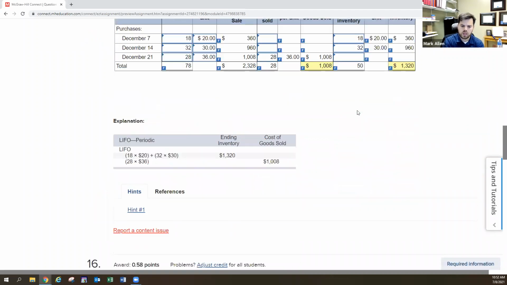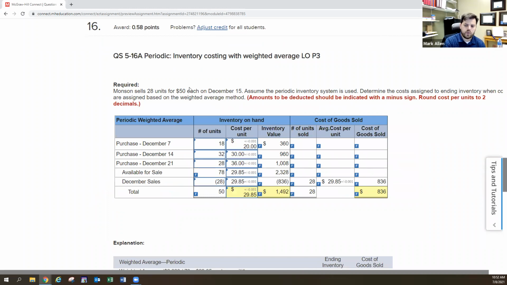Very good. Now, number 16, periodic with weighted average. This is nice because we get to just calculate one weighted average. Boom, done. So we come in, we figure out all of our stuff that was available for sale. We can then figure out our average cost, so 23.28 divided by 78 units, that is $29.85. That's where this comes from right here. We sold 28 units at that cost. That's that amount. And then my inventory value is just the difference between these two. And then, of course, we had 78 minus 28 is 50 units left. And we can then see very clearly that my cost of goods sold is just the 28 times the 29.85 for the 836.